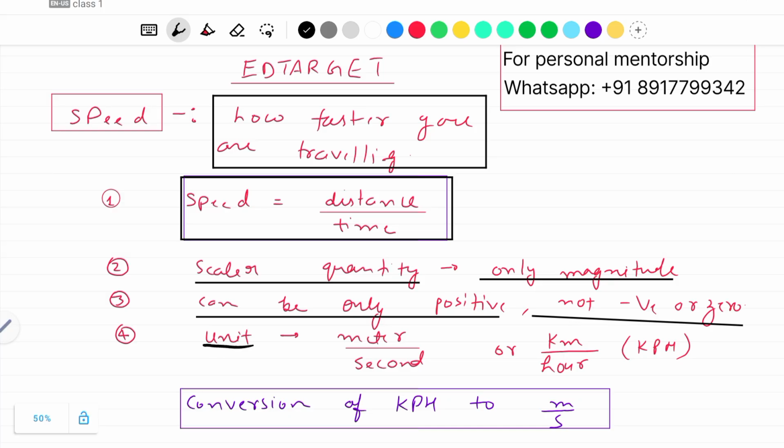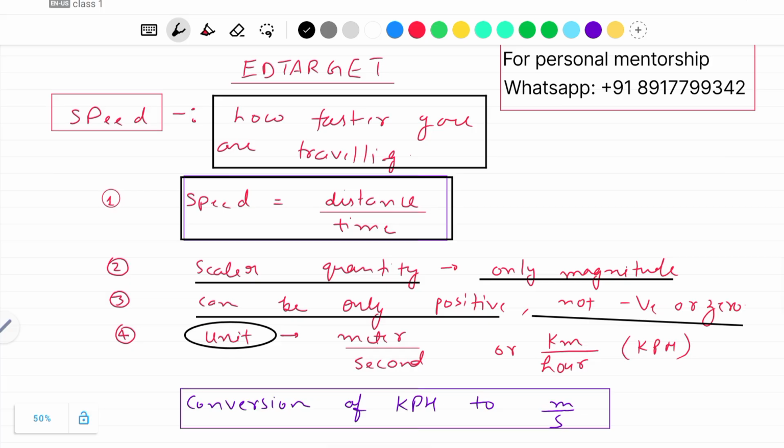Lastly students, what is the unit of speed? The unit of speed is meter per second. You can think distance over time. The distance unit is meter and the time unit is second, so its unit becomes meter per second. Also, distance has the unit kilometer and time has the unit hour, so one more unit is kilometer per hour, which we say kph.